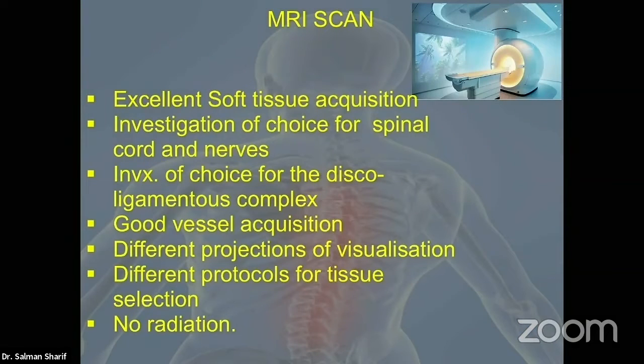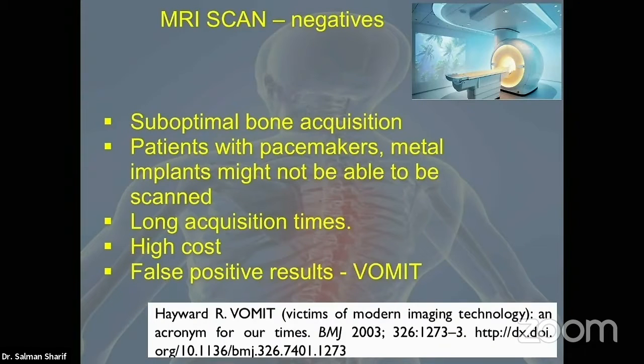The MRI scan has excellent soft tissue acquisition, and is the investigation of choice for spinal cord and nerves and for the disco-ligamentous complex. It has good vessel acquisition, although this will be rarely evaluated in spinal trauma, different projections of visualization, different protocols for tissue selection, and no radiation. Suboptimal bone acquisition is a negative for MRI. Patients with pacemakers and metal implants might have difficulties. It has a longer acquisition time, high cost, and sometimes false positive results.